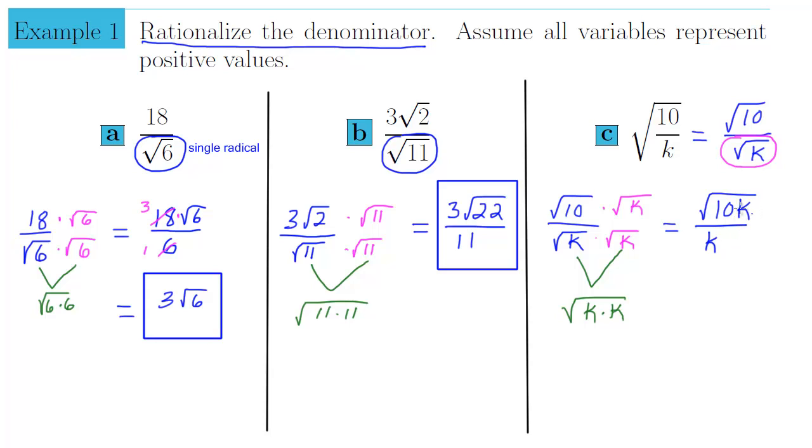And since this k is trapped underneath the square root, there is no way that I can simplify these 2 k's. One is under the square root and one is not. They do not reduce with each other. So ultimately here, I just end up with the square root of 10k over k. There's no more simplification I can do.